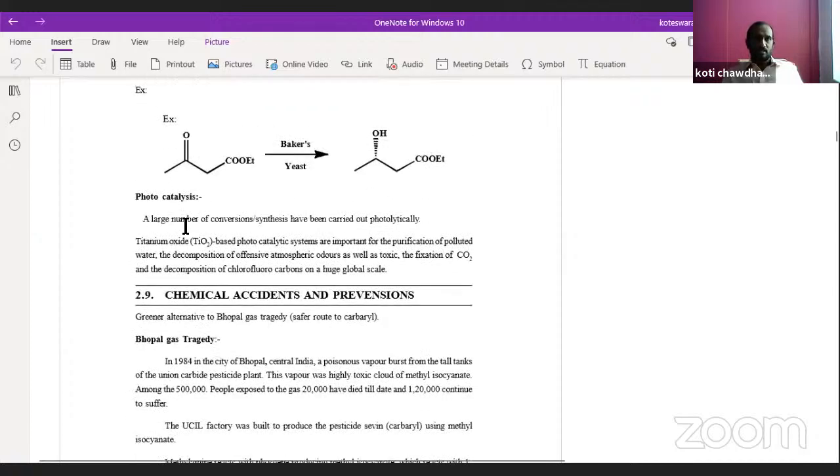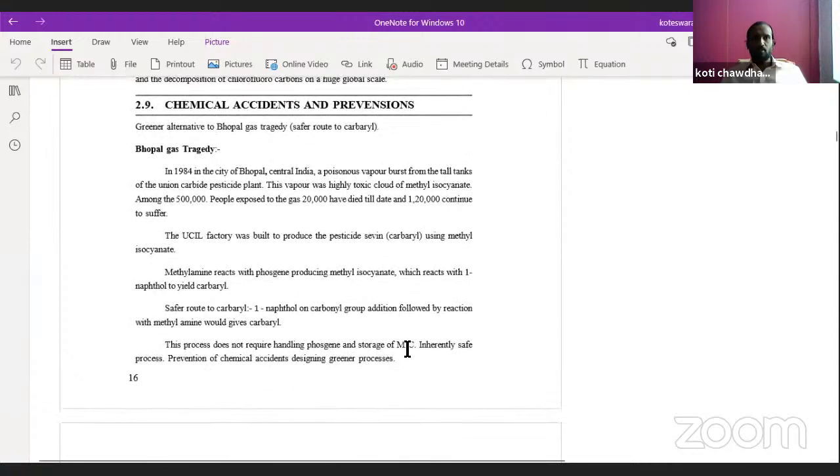Next, photocatalyst. A large number of conventional syntheses have been carried out by photocatalysis reactions. Practically, titanium oxide is used for photocatalyst systems. It is important for the purification of polluted water, and decomposition of offensive atmospheric odor as well as toxic substances. The fixation of CO2 and the decomposition of chlorofluorocarbons are also used globally on a large scale. That is also a major global problem. Okay, chemical accidents and prevention. I have already discussed this previously.